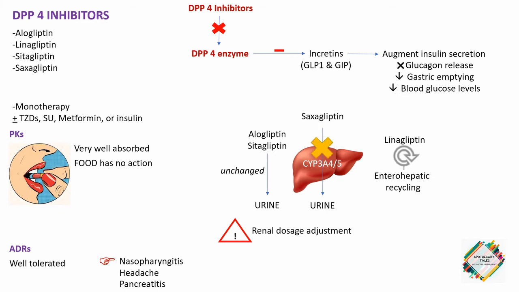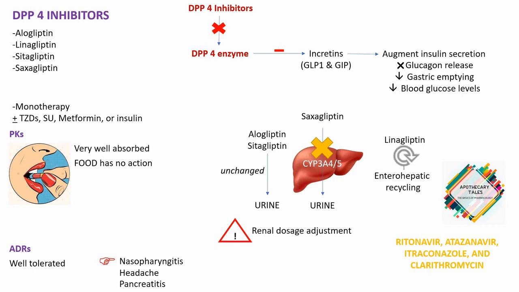Strong inhibitors of the enzyme cytochrome P450 3A4/5, which is responsible for metabolizing saxagliptin, will increase the levels of saxagliptin by inhibiting its metabolism. Those drugs are ritonavir, atazanavir, itraconazole and clarithromycin. So it is important that we reduce the dose of saxagliptin in these situations.